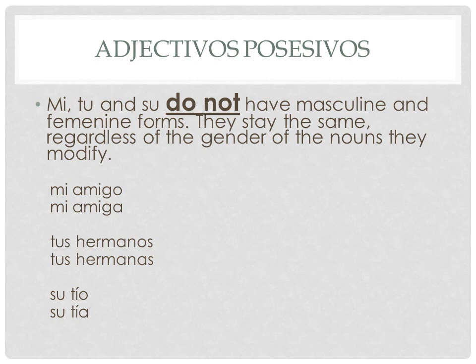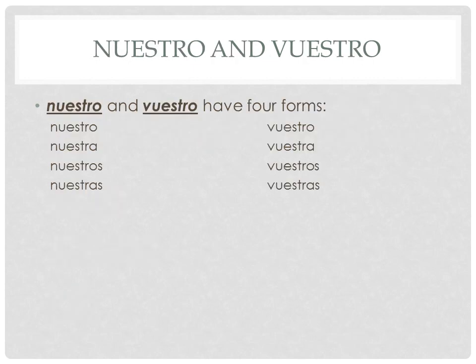So, for example, mi amigo, mi amiga. It doesn't matter that the first one's masculine, the second one's feminine, mi stays the same. What matters, though, is if it becomes plural. So we have tus hermanos, tus hermanas. So if it's plural, you just change it. You just add the s. Su tío, su tía.